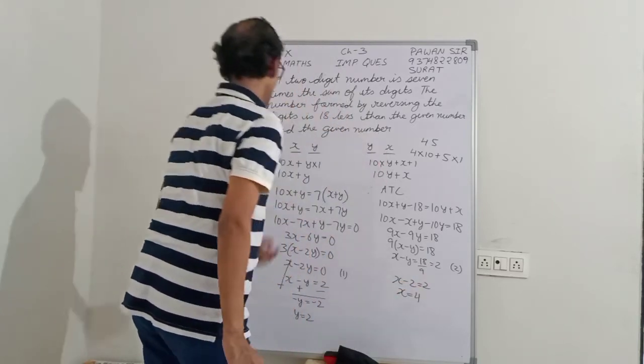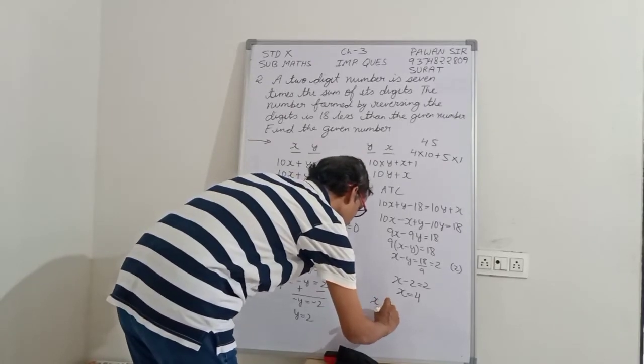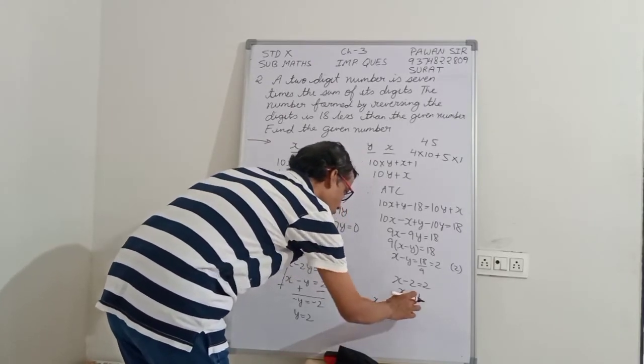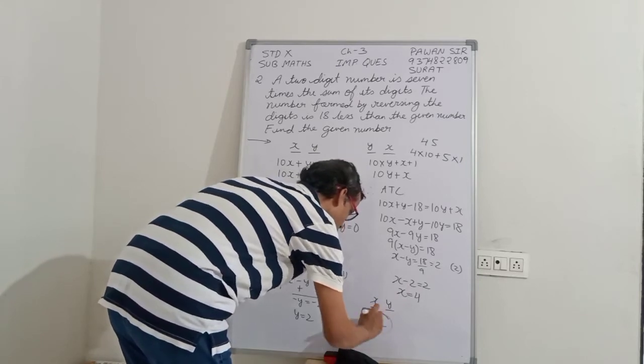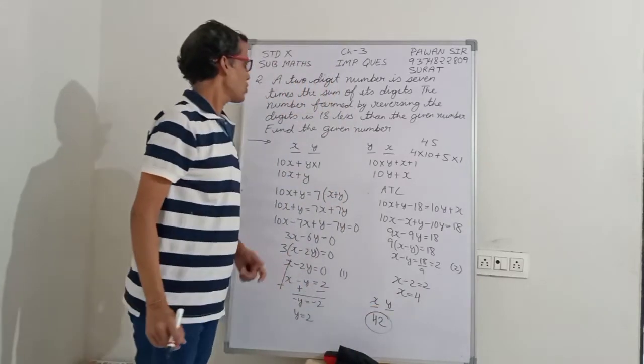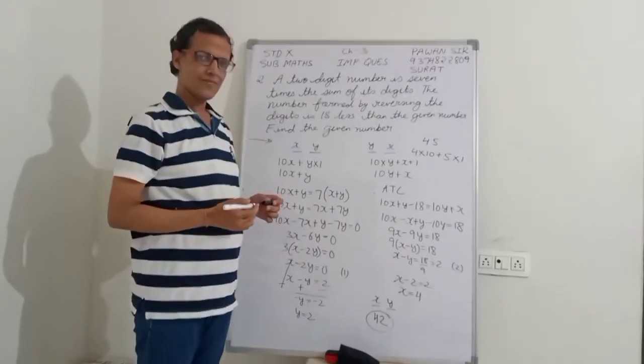x is 4. Now our number is this one. So x is 4, y is 2. So the required answer is 42. So this completes our second sum.